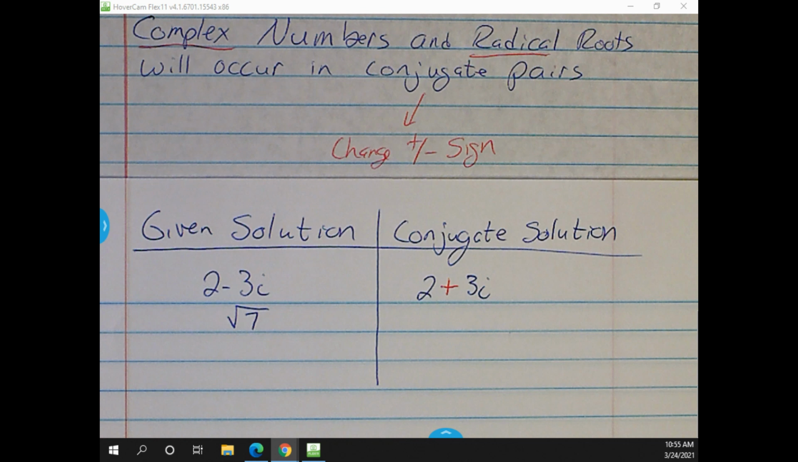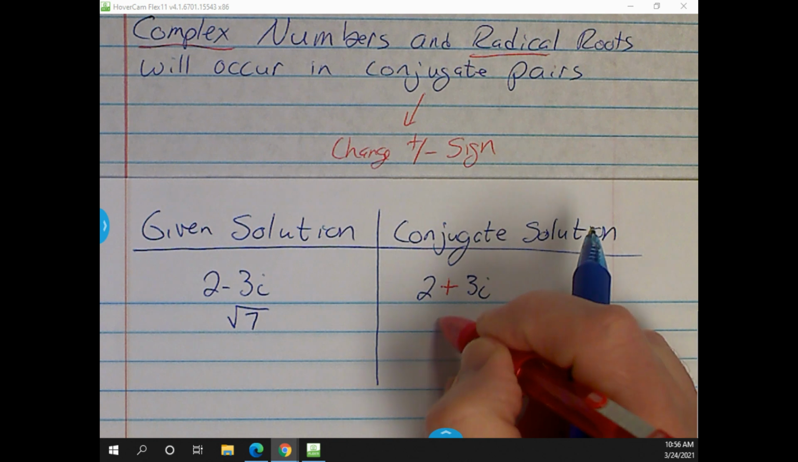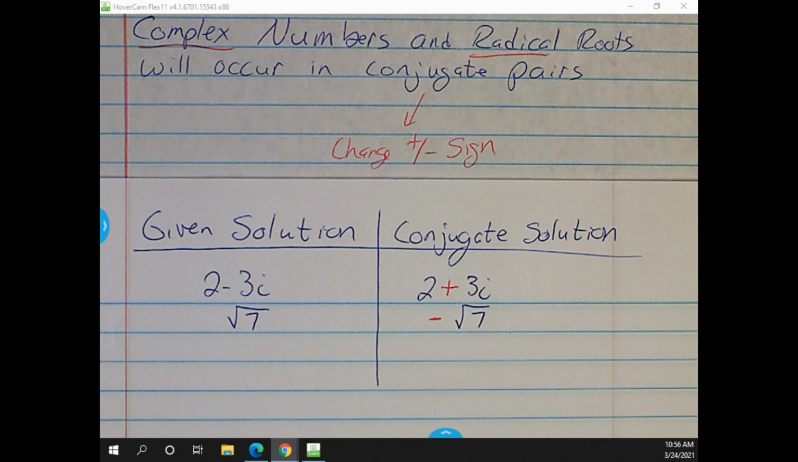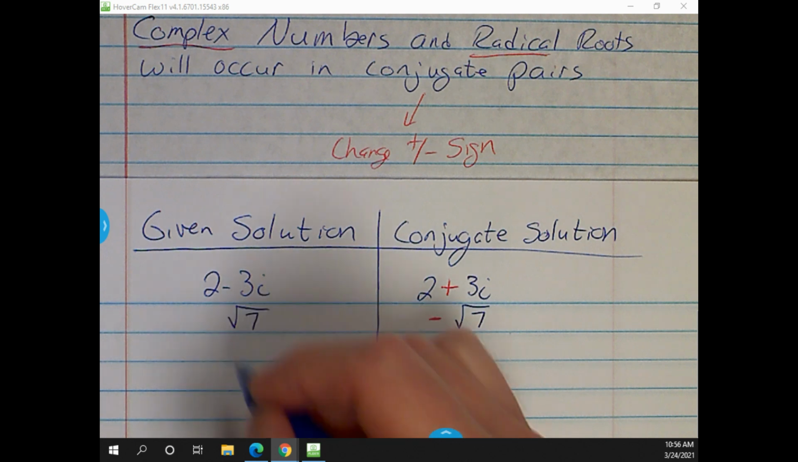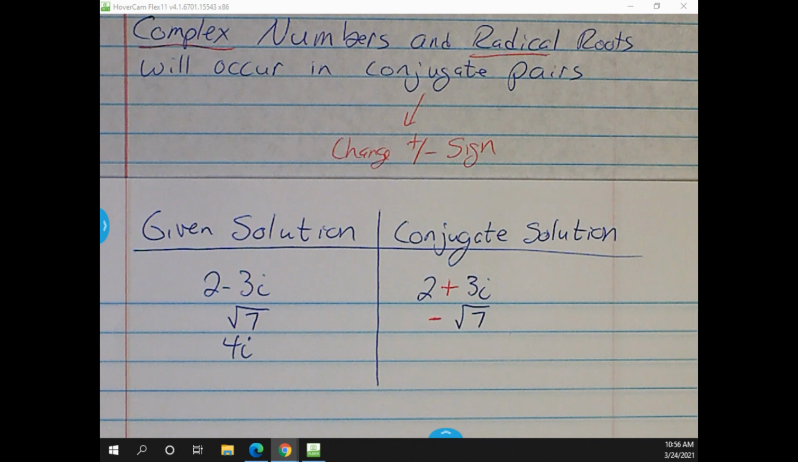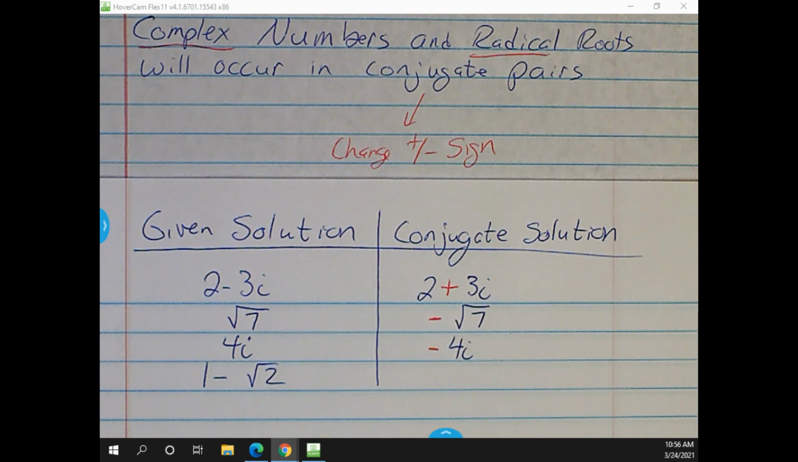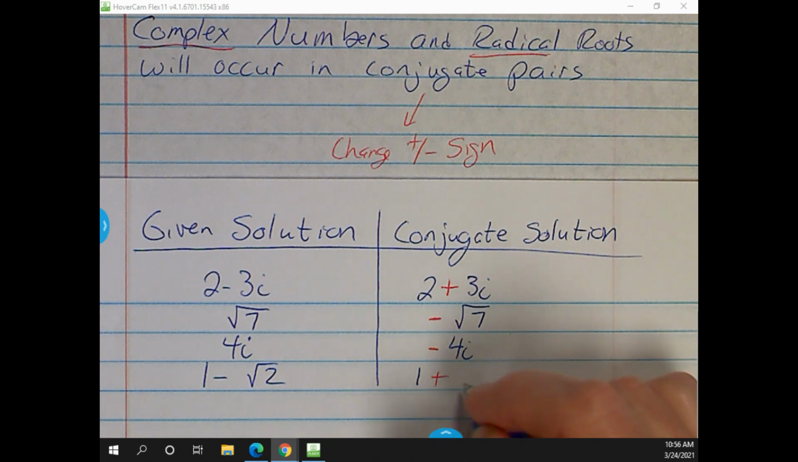All right, so your answer was square root of 7. I said, all right, tell me what the conjugate solution would then be. If that's a positive square root of 7, then the conjugate would be the negative square root of 7. If they give us one answer as 4i, the negative 4i would be another one. And if you have 1 minus the square root of 2, change that to 1 plus square root of 2.